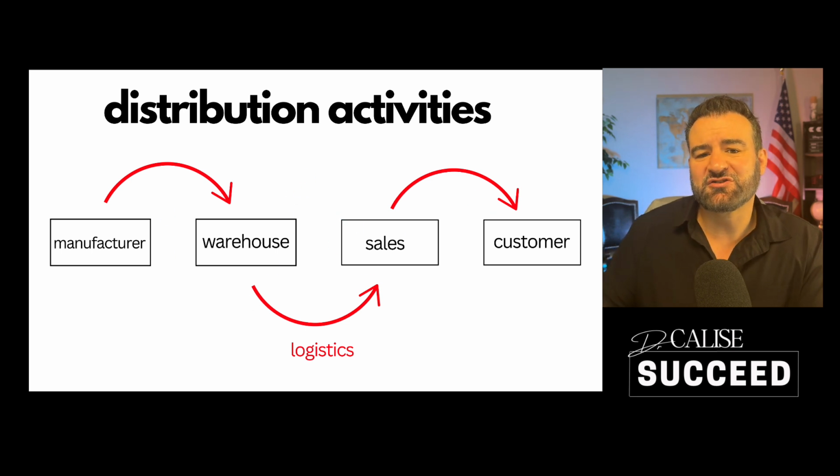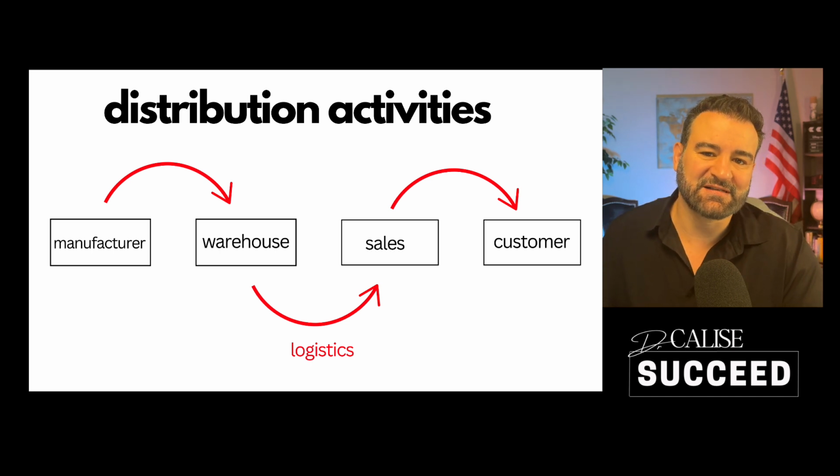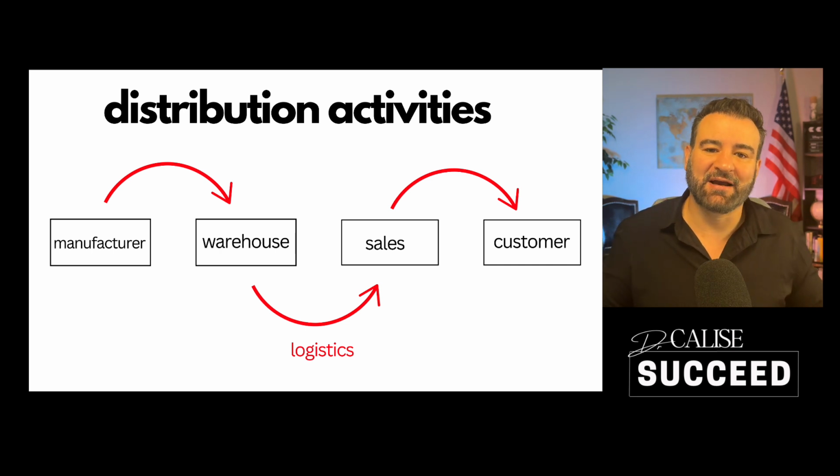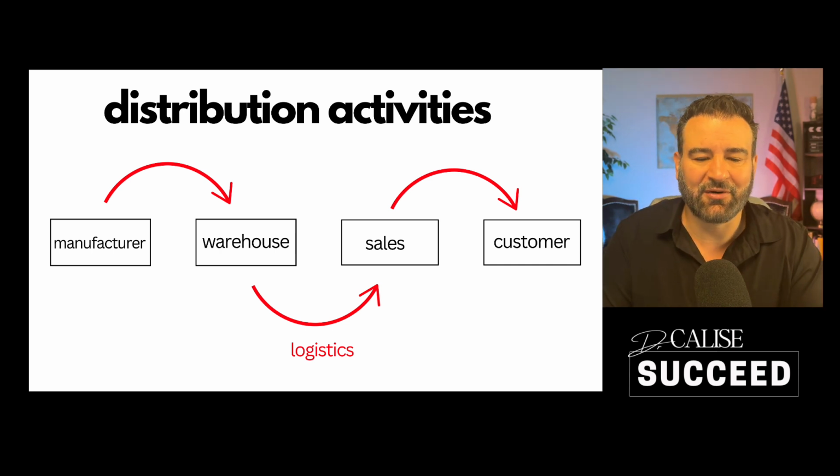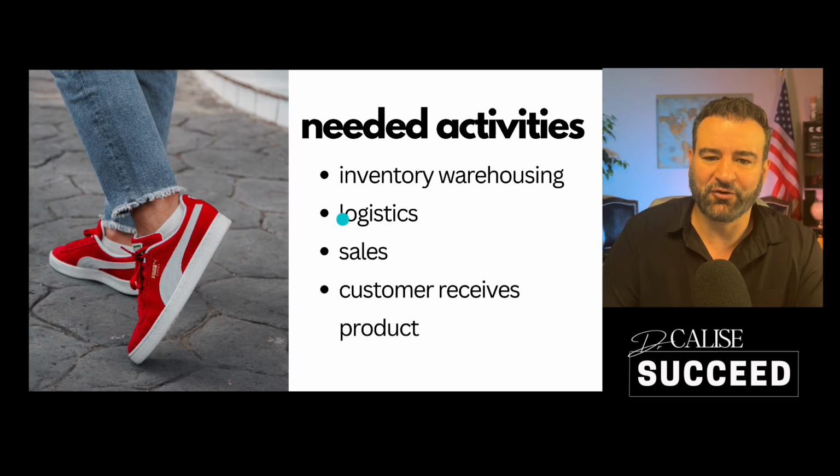But when we're talking about distribution, here are the activities, and you get to decide what does your business need, what does your business not need, and how do you optimize the process. Okay, so that's what we're going to talk about in this video. That's the basic overview for you. So the basic needs: inventory, warehousing.